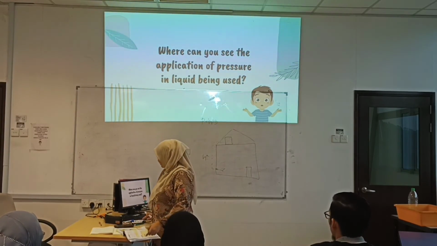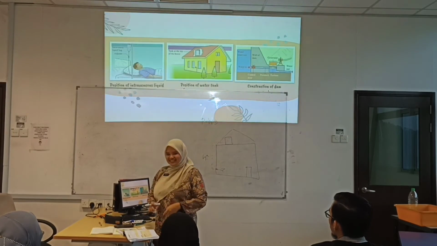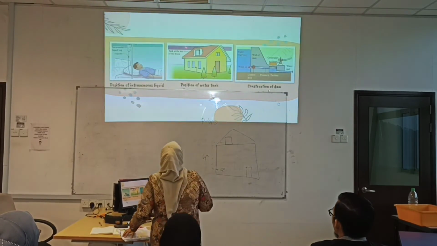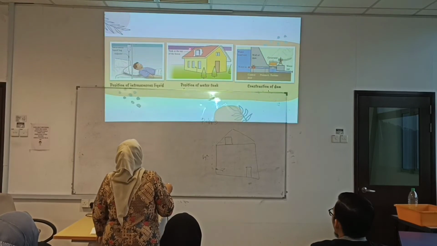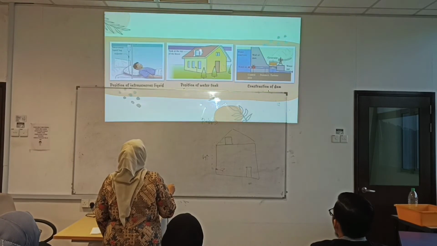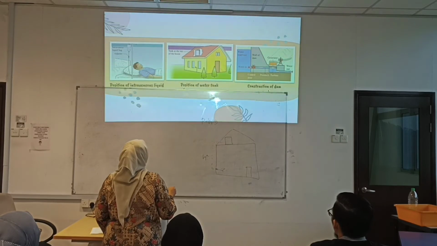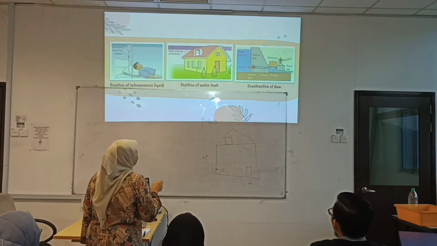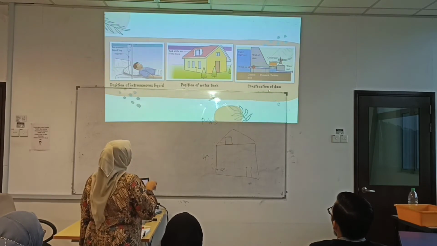Okay, next example. Oh, I forgot to show you the picture. So this is the picture. It places the tank at the top of the house, between the roof and the ceilings. The roof is broken, teacher. Because they want to show you that there is a water tank inside.